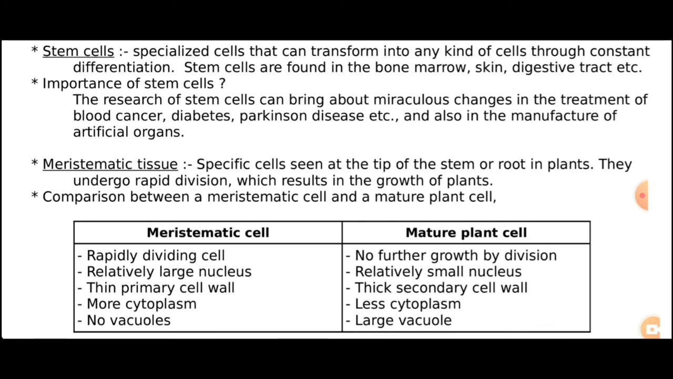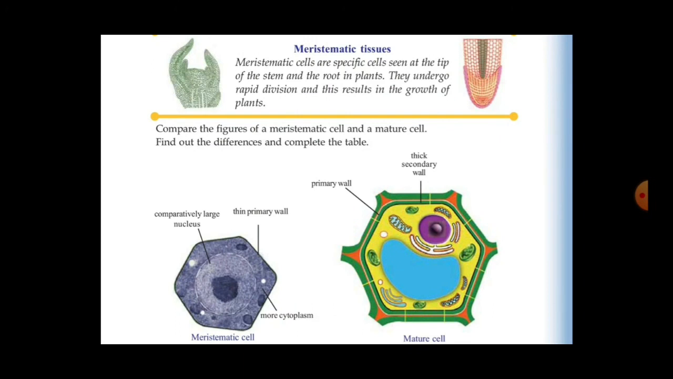Meristematic cells are rapidly dividing cells, but mature cells have no further growth by division. There is no cell division. Then meristematic cells have a relatively large nucleus. Look, the nucleus is relatively larger in size. But here you look, it is relatively smaller in size.